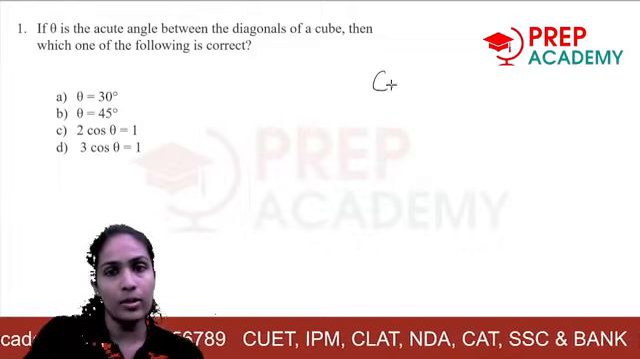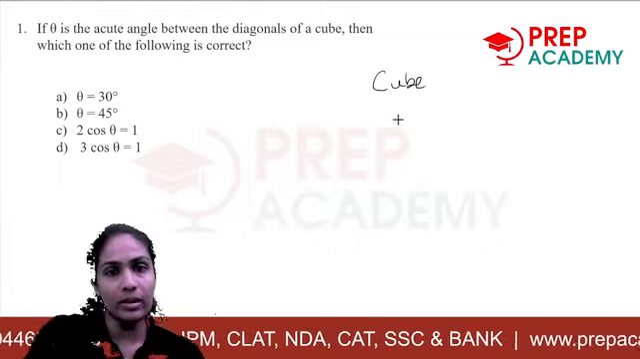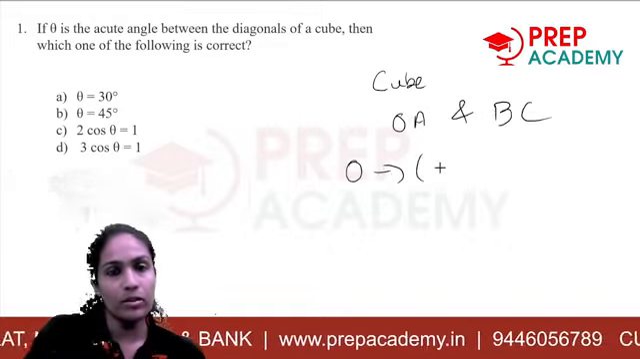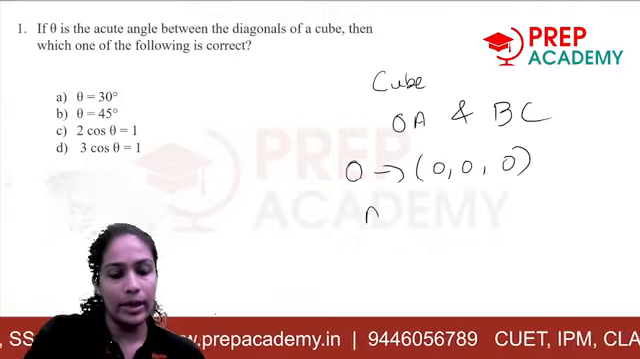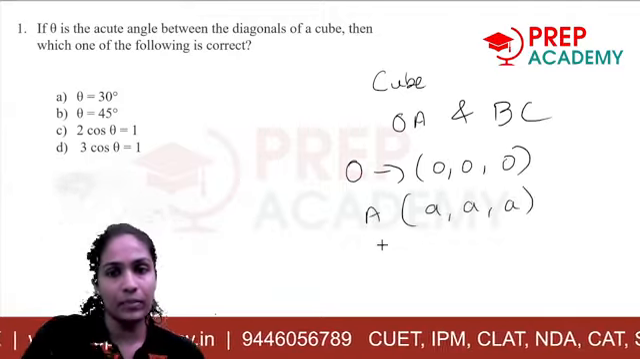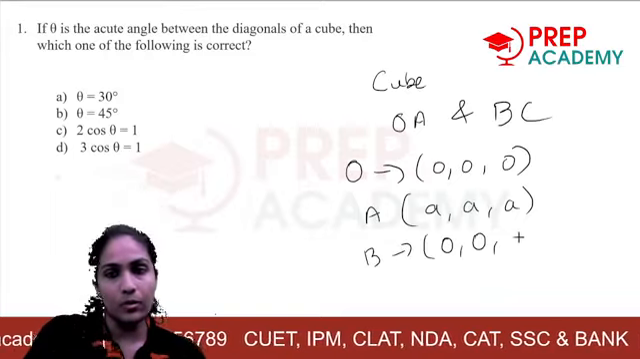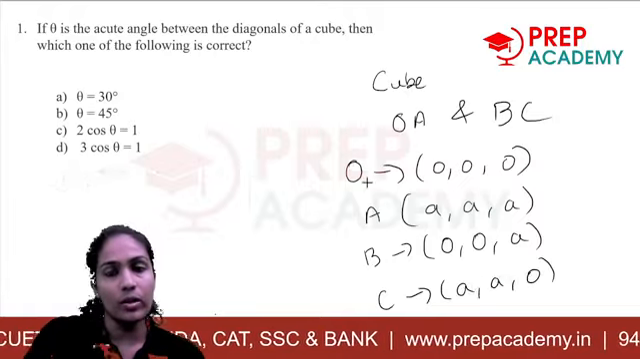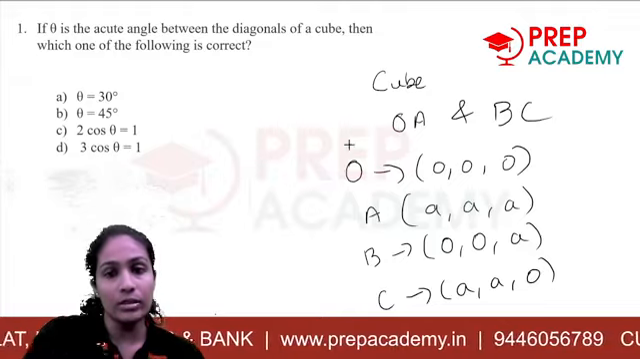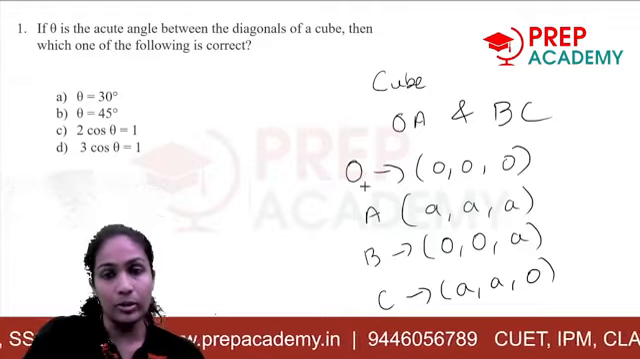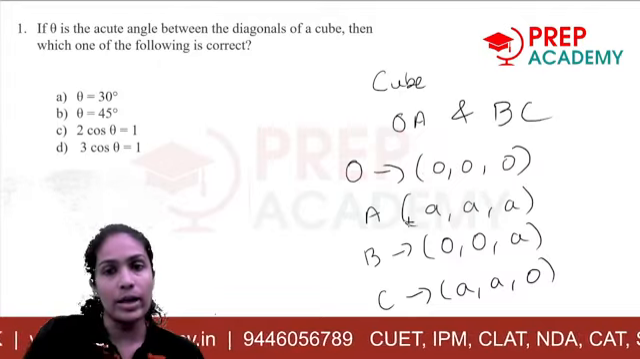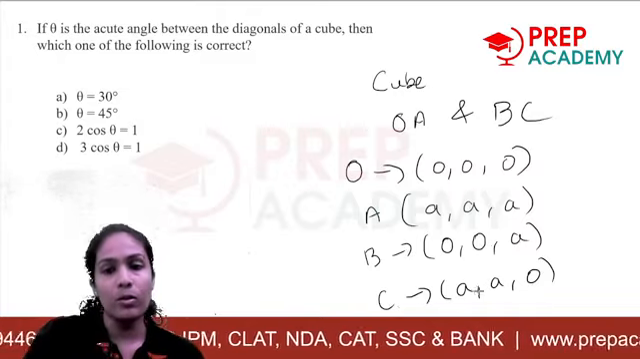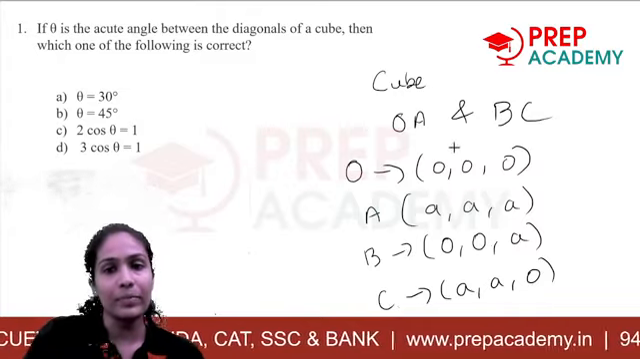Suppose we construct a cube from the origin, then the diagonals of the cube are OA and BC. The vertex coordinates are O is 0, 0, 0, A is a, a, a, B is 0, 0, a, and C is a, a, 0. This is the general coordinates of the vertices: O is the origin 0, 0, 0, A equal to a, a, a, B equal to 0, 0, a, and C equal to a, a, 0, where a denotes the length of the edges of the cube.